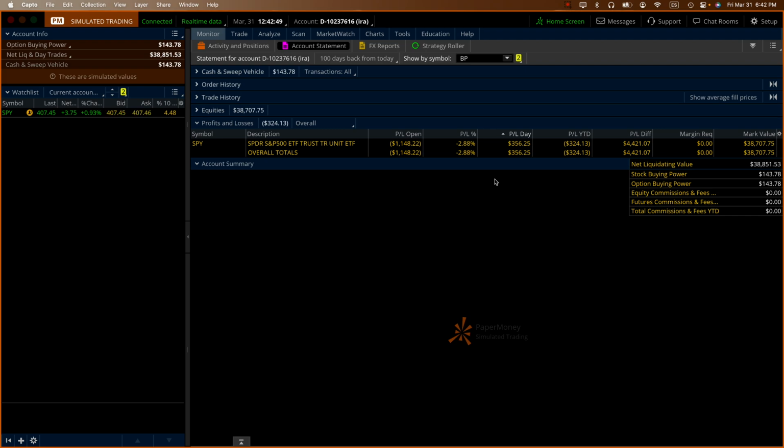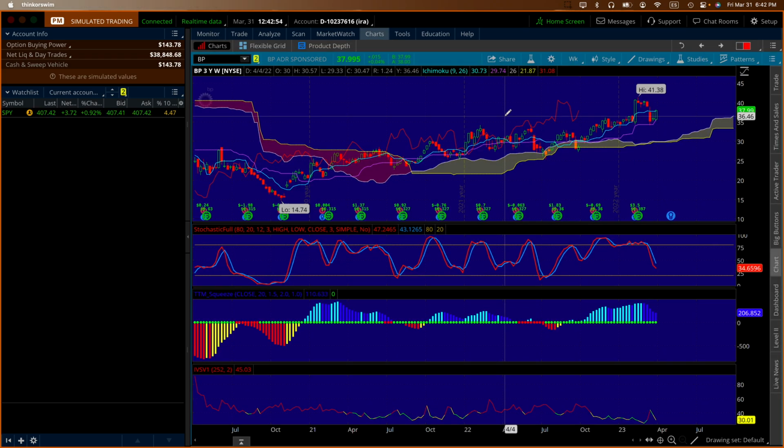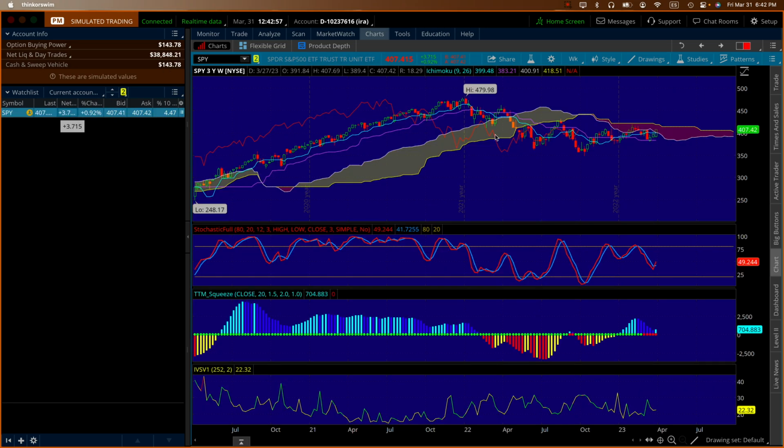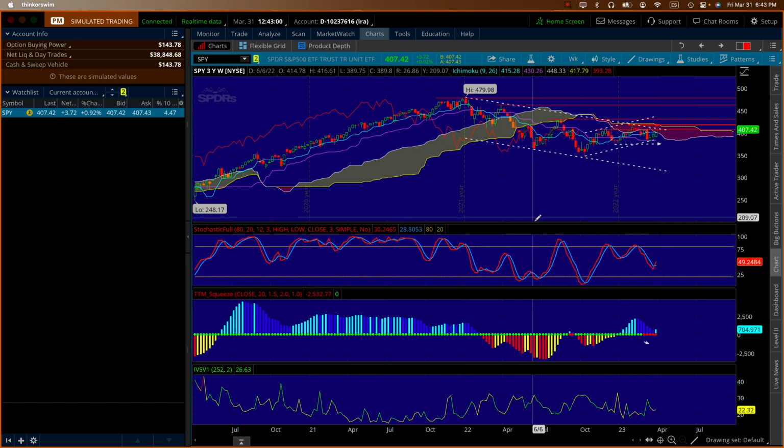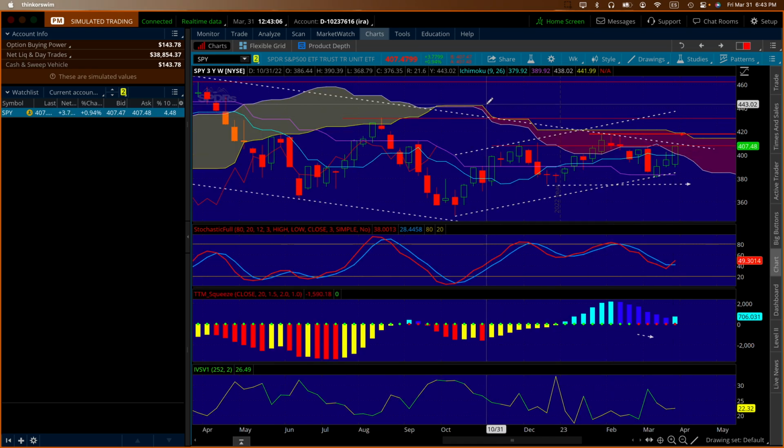Things are looking up a little better. Let's take a look at the chart of the SPY and we can perhaps look at our channel. Okay. Well, the channel here is holding. The downtrend seems to be about to be broken.